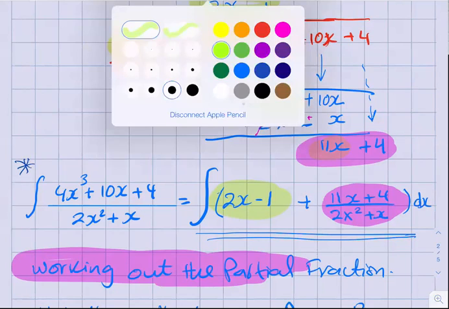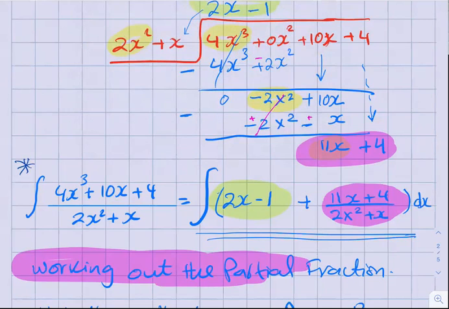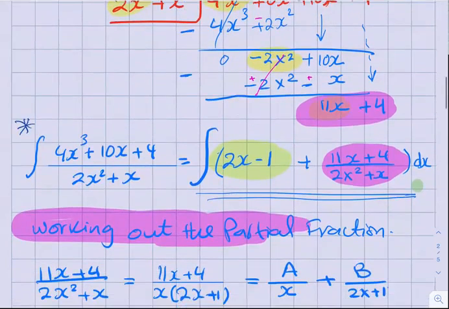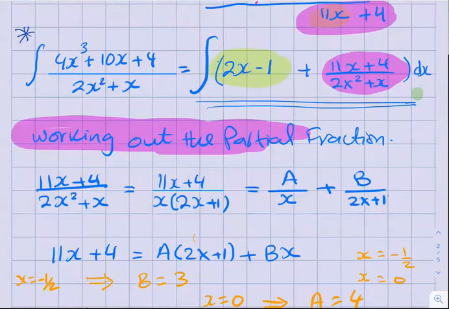I'll just use some other color so you can follow me, right? So I did this, and then because this is now in this integration, I have 2x minus 1 and I have a fraction. So I need to make the fraction simple. So I use the partial fractions.